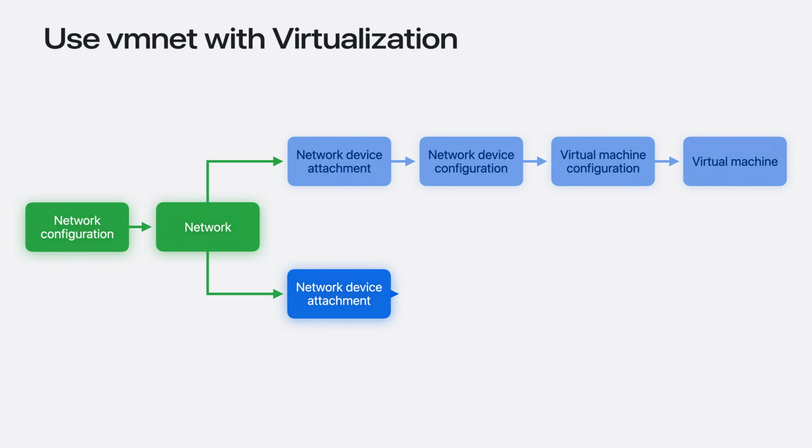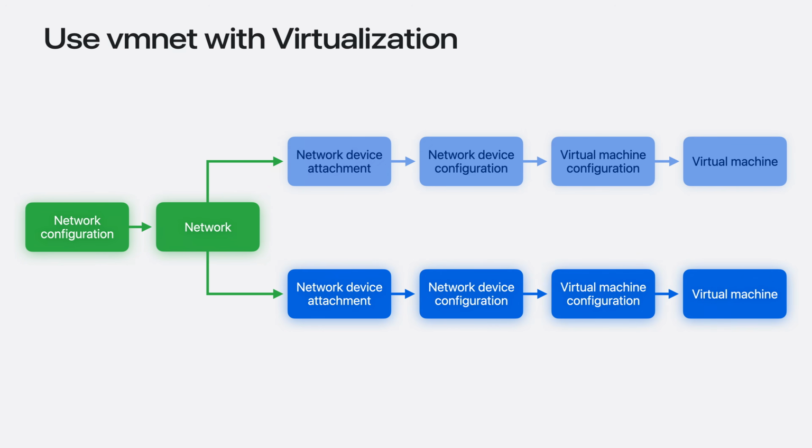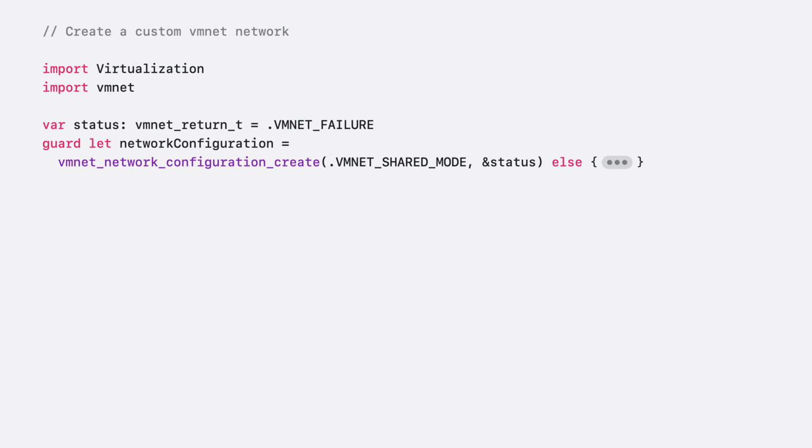If you want a second virtual machine to use the same vmnet network, you follow the same steps to configure that second virtual machine, making sure to use the same vmnet network object. Now, I'll show you these steps in code.